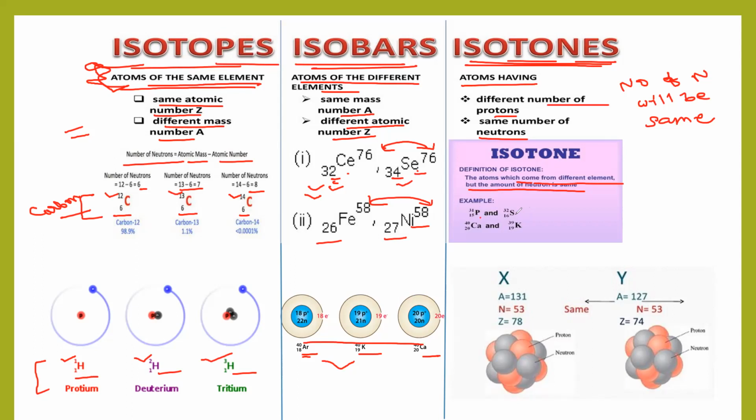Example, phosphorus and sulfur. In both cases, the atomic numbers are different and the mass numbers are different, so the number of neutrons is the same. If you calculate the number of neutrons in 15P31 phosphorus, that is 16. And in the case of 16S32 sulfur, the neutron number is 16. So these two are the same. That's why in the case of isotones, the number of neutrons will be the same. Fine. So these are the basic classification of elements: isotopes, isobars, and isotones.